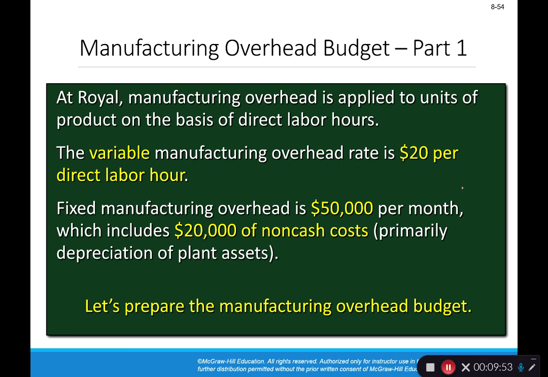Depreciation is non-cash, remember, from financial accounting, because you don't pay depreciation. You buy a piece of equipment or you buy property, and then depreciation is just the allocation of that cost over time. So you already paid for it. So when you record the depreciation, it's a non-cash expense. There's no more cash going out. Why is that going to be important? Well, when we calculate cash disbursements for overhead, we're going to need to remember that depreciation is not paid in cash.